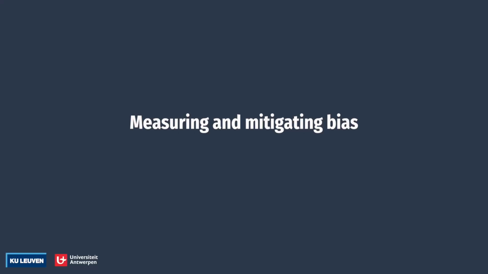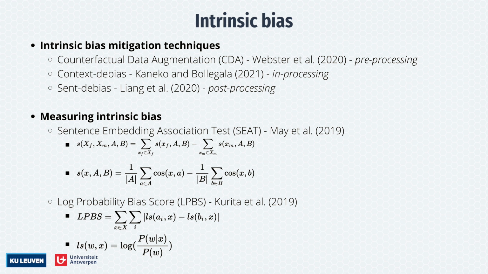Before we get started, we first need to understand how we can measure and mitigate biases in language models. And this is not trivial. So if we start by looking at intrinsic bias mitigation and intrinsic measuring techniques, we see that there are a few options already. So to mitigate biases in language models intrinsically, so with the pre-training, we can do counterfactual data augmentation during training, or we can try to debias it by in-processing, or as we explained before, by post-processing.